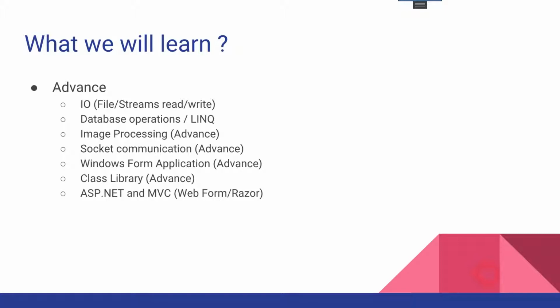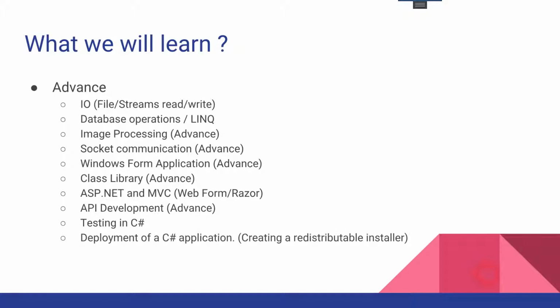will learn how to do an ASP.NET application with C Sharp. We are gonna do both the conventional programming of ASP.NET, which is web form, and then we will also do some MVC using the Razor. And then we will do some API development. Then we will do some testing in C Sharp. Then we will take a program and then we will see how to deploy that application.